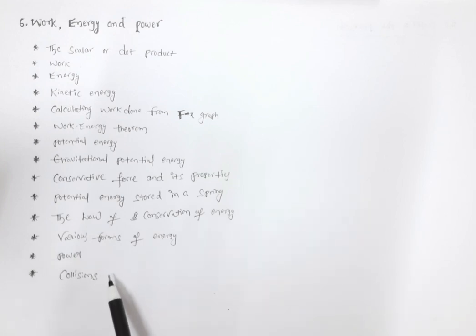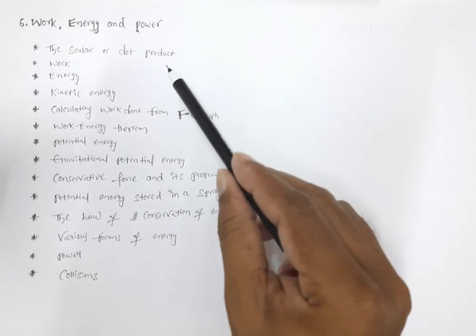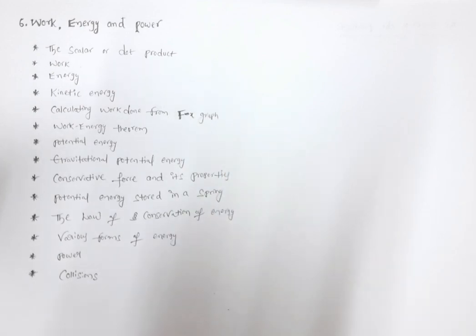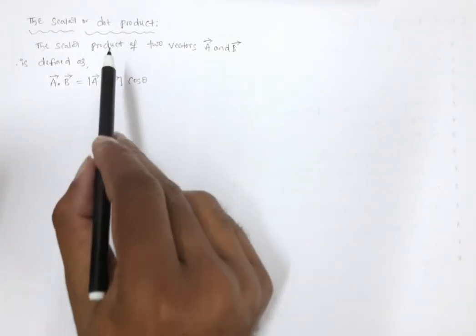In collisions, we have three types of collisions. We will discuss collisions in detail in this chapter. First we start our chapter with the scalar or dot product. The scalar or dot product.